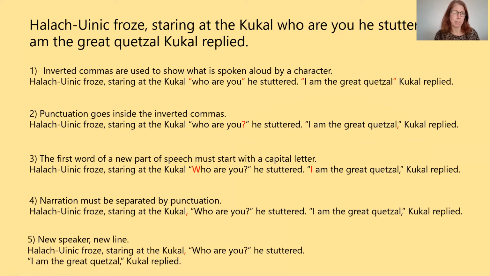Well done, you. And finally, each new speaker needs to have a new line. It's just that when we're writing quite a lot of direct speech, it can be quite difficult to follow who's speaking if we don't remember to do that. So Halak eunuch froze, staring at the cuckoo. Who are you? He stuttered. New line for cuckoo. I am the great Quetzal, Cuckoo replied. So that final example you can see at the bottom has got every single piece of punctuation that you needed in there to get correct.